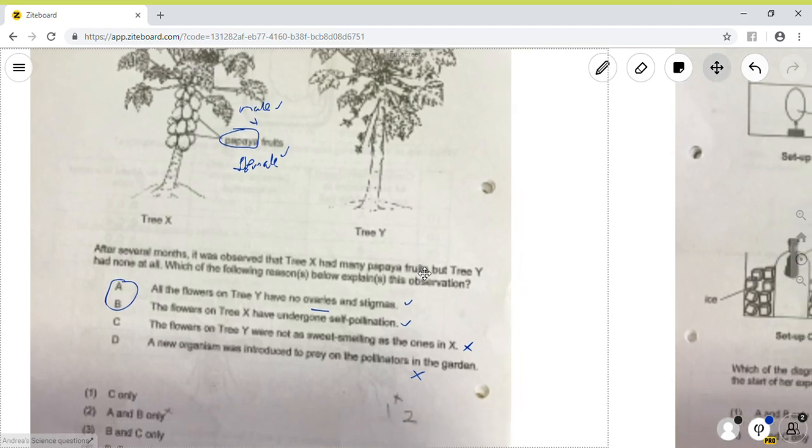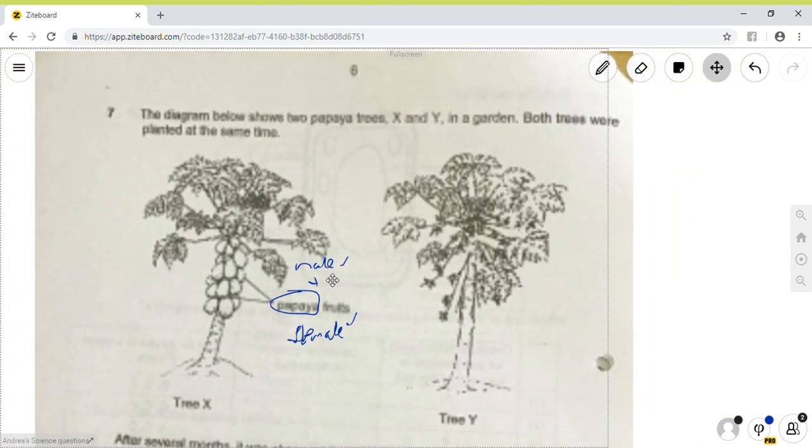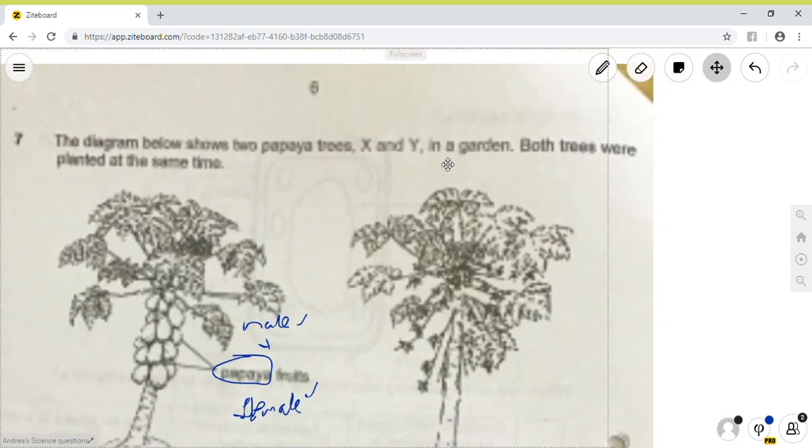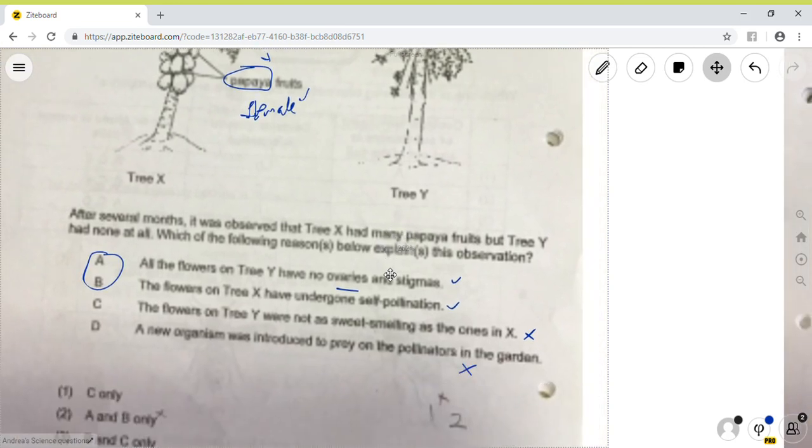That means the fact that these three eggs, right? These are in a garden. They're in the same place. That means if there was a new organism to prey on the pollinators, it will affect eggs as well. Do you understand what I'm saying? But eggs wasn't affected. That means it shouldn't be like this. Oh, so it's able to self-pollinate.